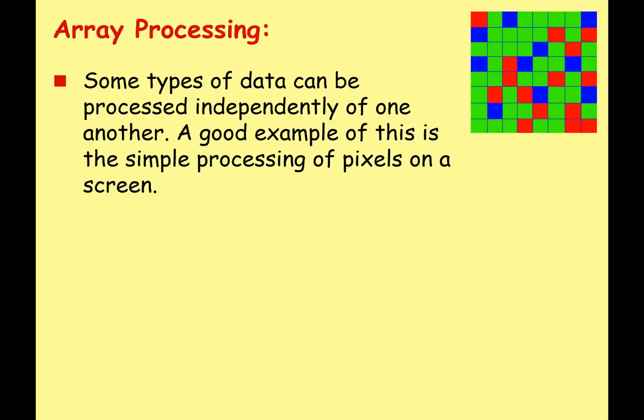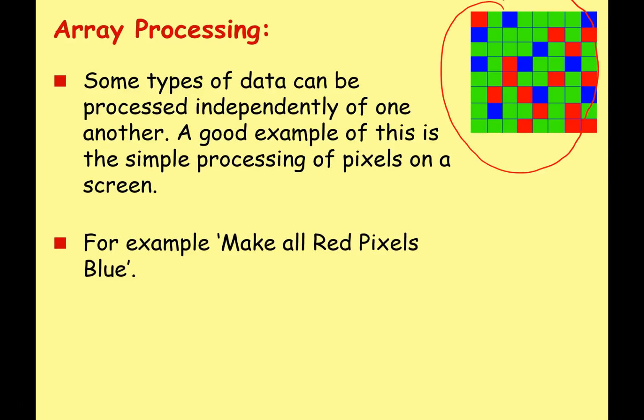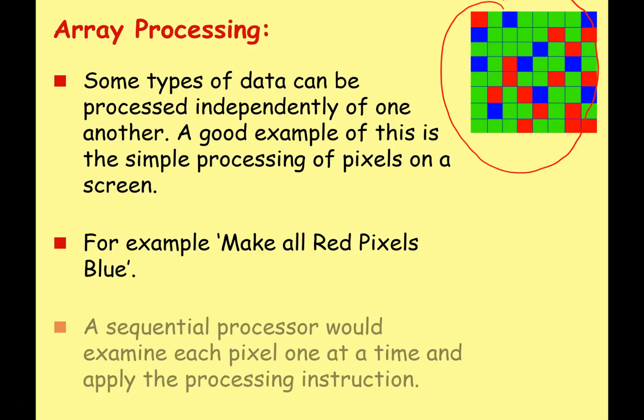Starting with array processing. Some types of data can be processed independently of one another. A good example of this, the classic example, is the idea of processing pixels on a screen. So you can see we've got all the pixels here. Some are green or red or blue or other colors possibly. Imagine a situation where you wanted to make, let's say, all the red pixels blue or all the blue pixels red, and so on and so forth.